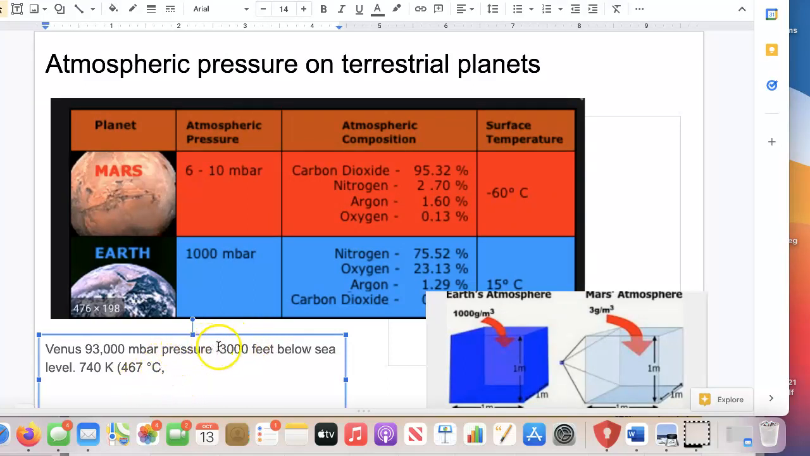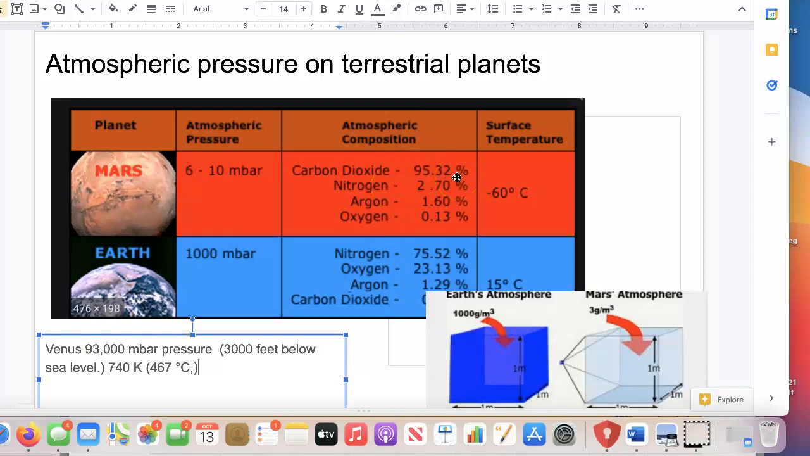And so that means that it has a surface temperature on Venus of 740 K or 467 degrees Celsius. So there is a lot of heat and a lot of pressure. But it's not just the amount of molecules, it's the type of molecules that matter too. So as you've heard, there's a lot of carbon dioxide.